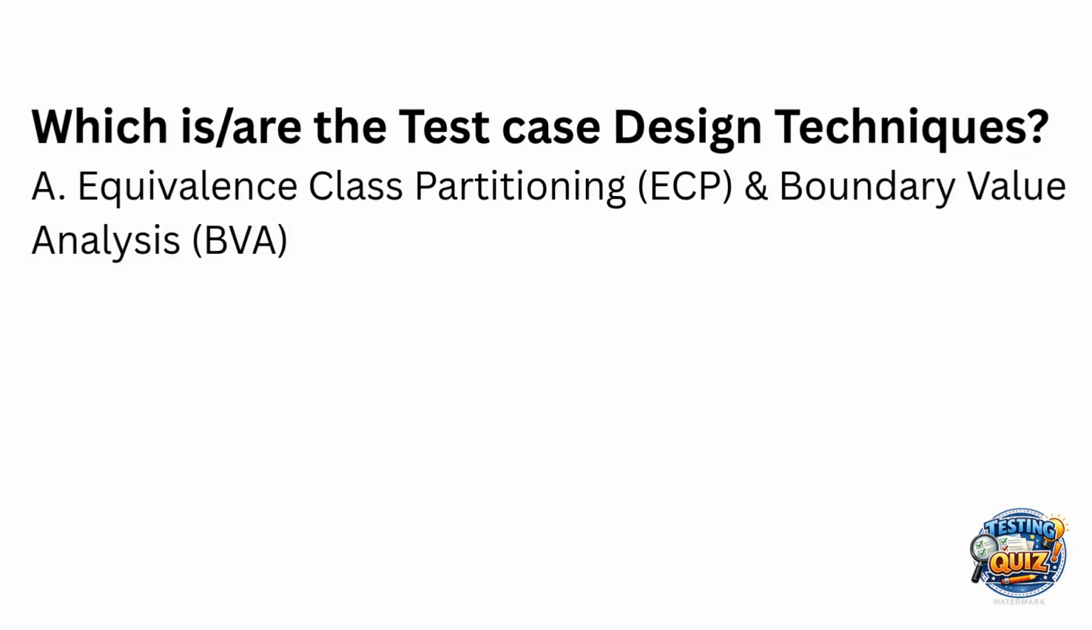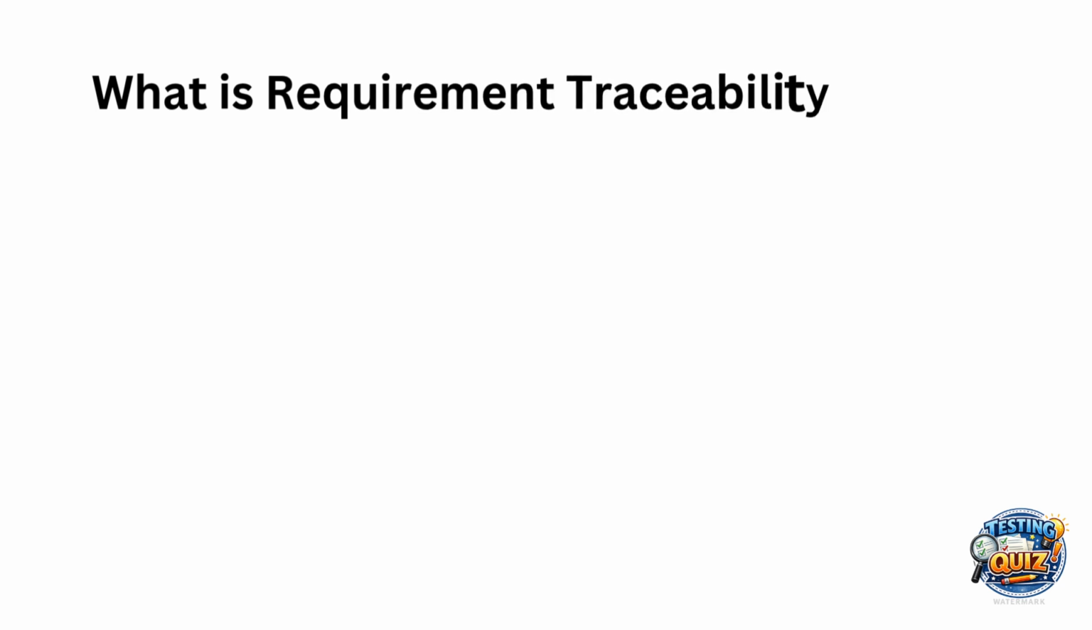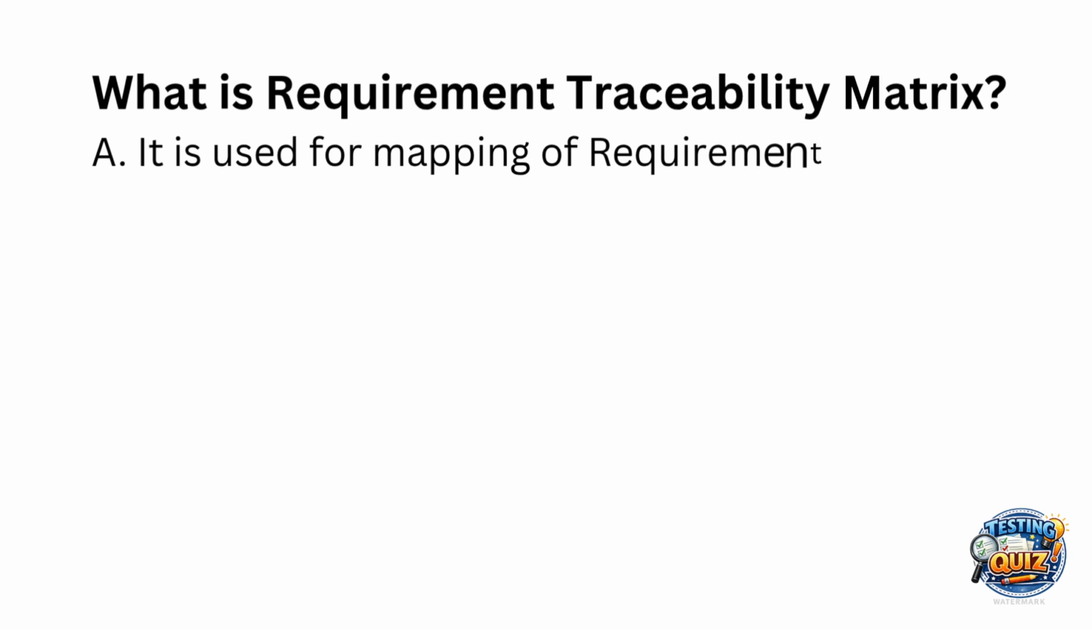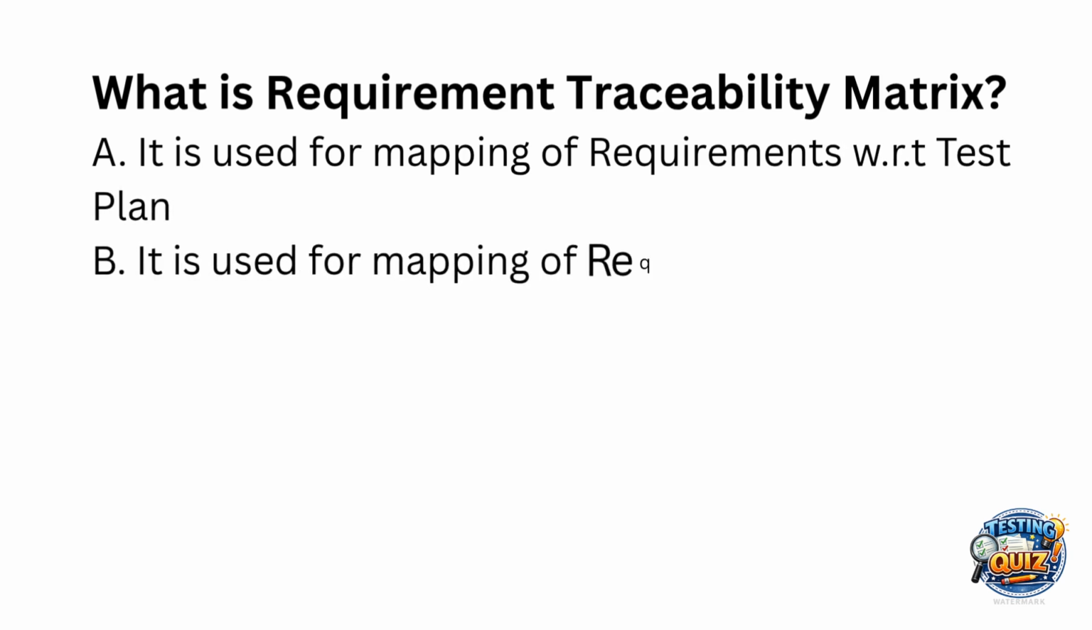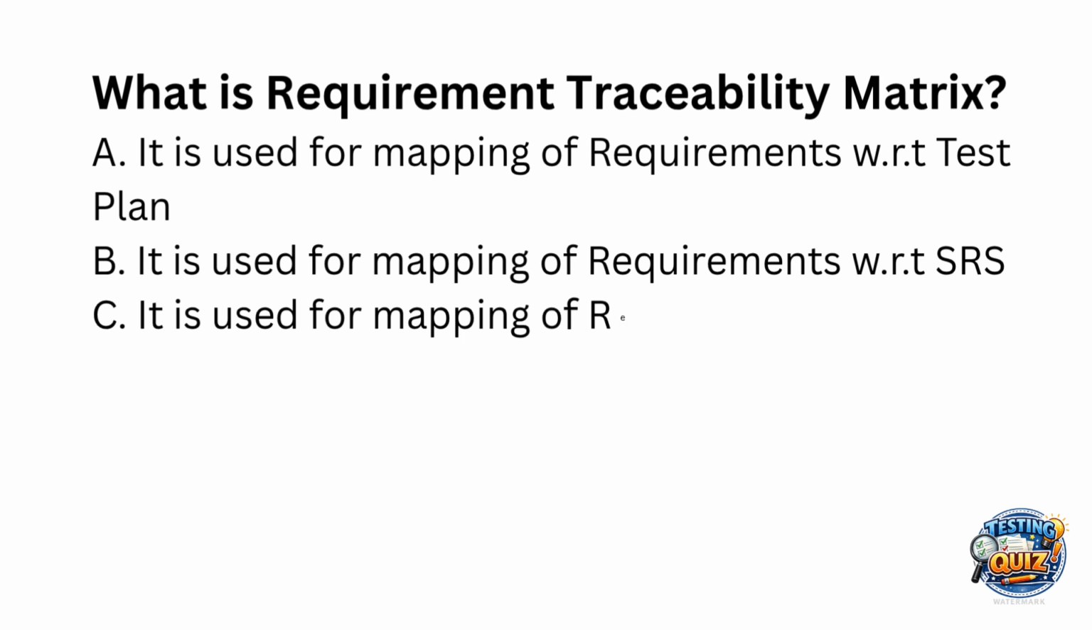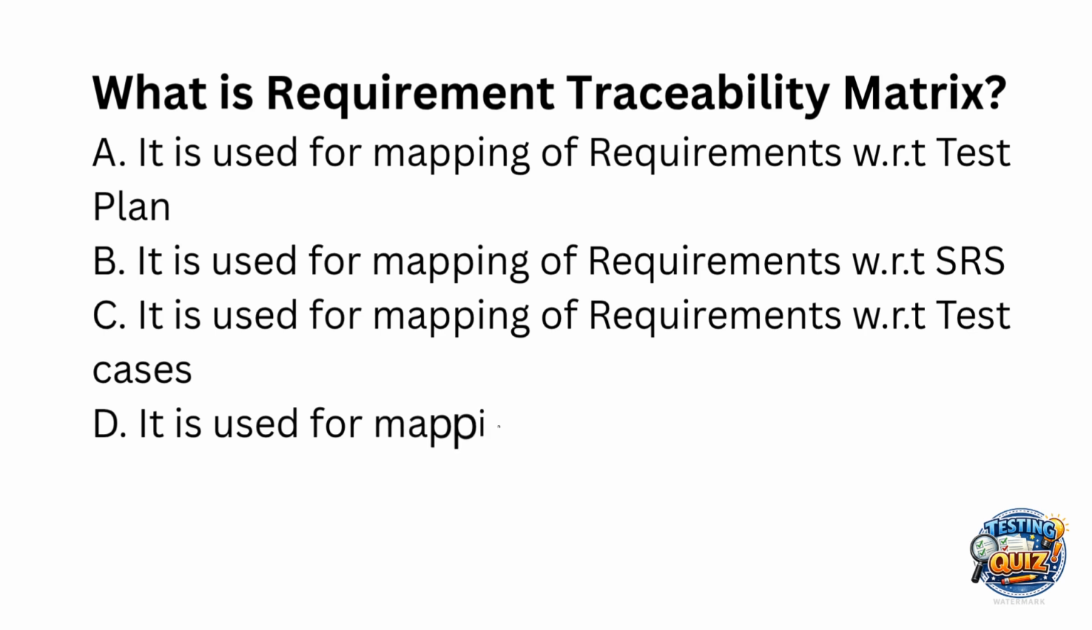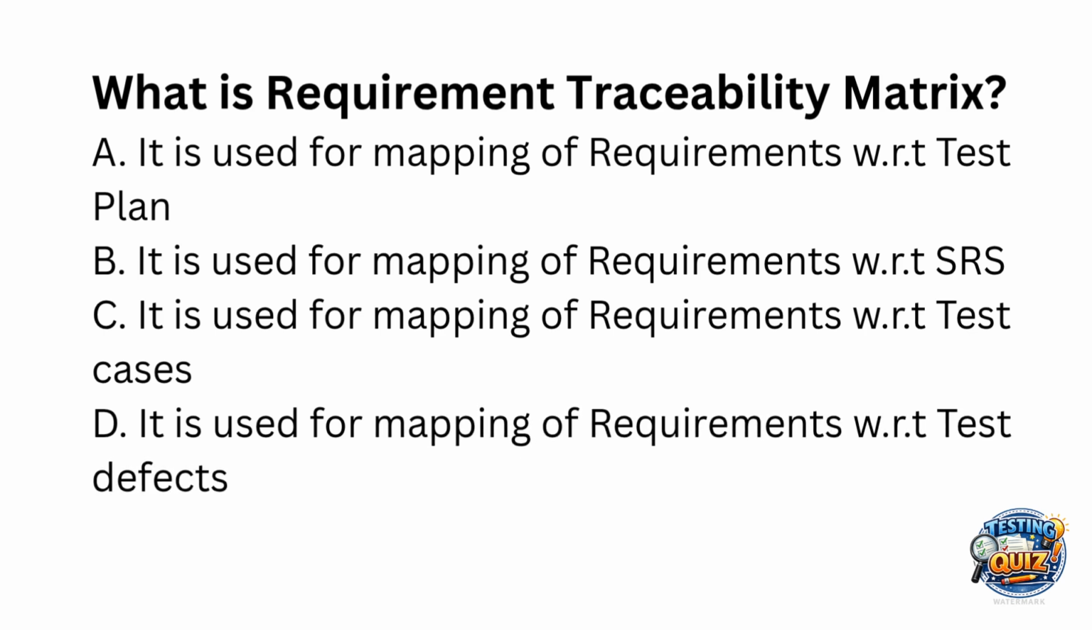The correct answer is A. Equivalence class partitioning and boundary value analysis. What is requirement traceability matrix? A. It is used for mapping of requirements with respect to test plan. B. It is used for mapping of requirements with respect to SRS. C. It is used for mapping of requirements with respect to test cases. D. It is used for mapping of requirements with respect to test defects.